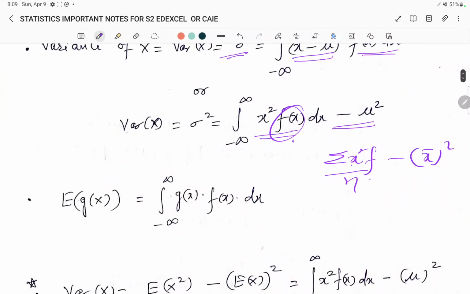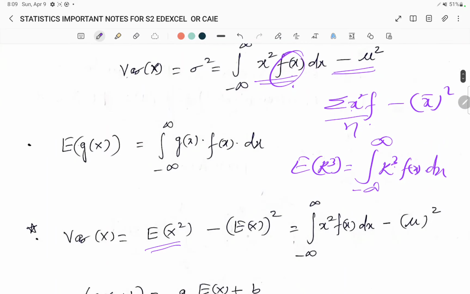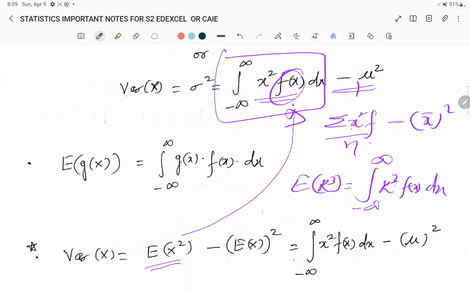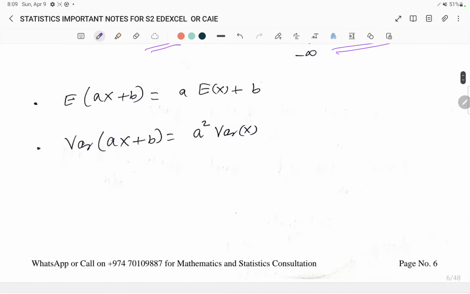Now E of g of x is the integral from minus infinity to infinity of g of x f of x. For example, if I need to find E of x cube, then I will write the integral from minus infinity to infinity with x cube and f of x. So variance is E of x squared minus E of x whole squared. Why? Because you can check this one: this is E of x squared and minus mean whole squared. Similarly, E of ax plus b, this a will go outside: a E of x plus b. And when you need to find the variance, it will be a squared variance of x, and there is no effect of b.